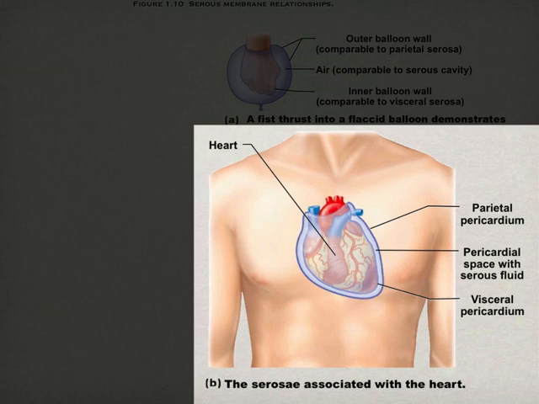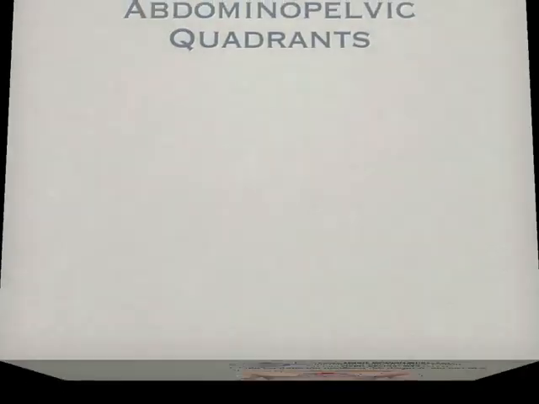The layer right up against the heart would be the visceral pericardium. The space outside that would be the pericardial space. And then the outer membrane around the entire container of the heart would be the parietal pericardium. So from the inside out, visceral pericardium, pericardial space, and parietal pericardium. You have a very similar set of membranes around the lungs, but instead of being called pericardium, they're instead called pleura.